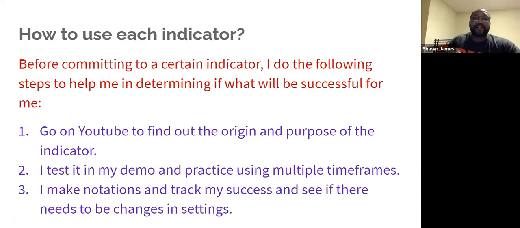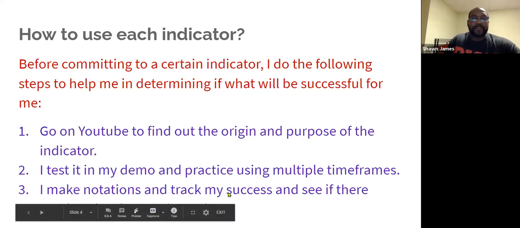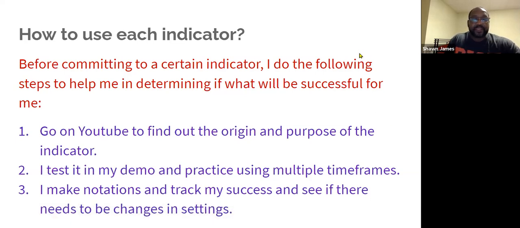But now, because Dr. Kathy had tested it over and over and over again in her demo, she started changing the parameters of it and found out that she could use it on the lower time frames. Okay, but she had to make adjustments to it. And that's because she practiced, okay? And then the next thing is you want to make notations and track your success and see if there needs to be changes in the settings, okay?